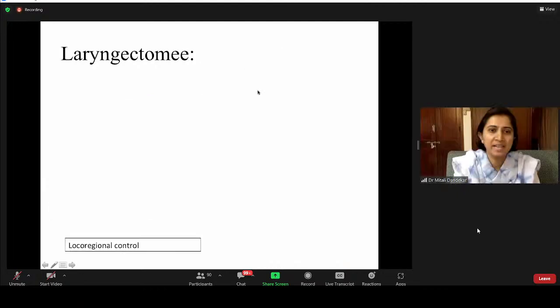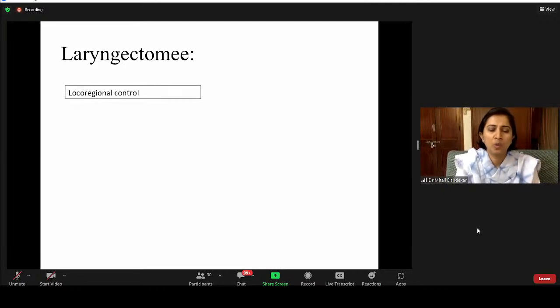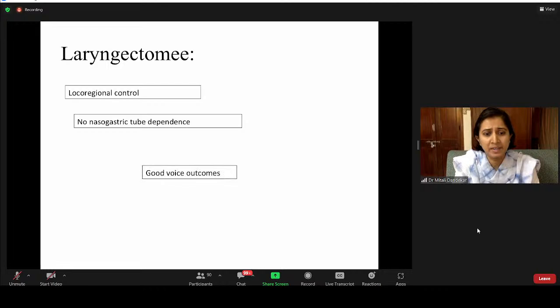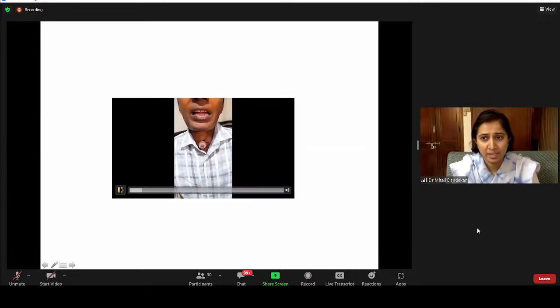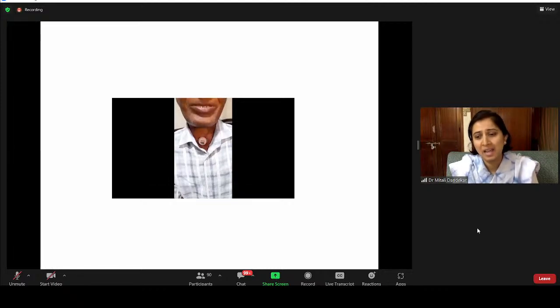Typically in a laryngectomy patient, you want locoregional control, you want no nasogastric tube dependence, and you want good voice outcomes. So I'll end my talk with this last slide, which shows what an ideal patient should be. It translates as, I have no problems after surgery. That should be our ultimate aim. Thank you so much, and thank you, panelists.